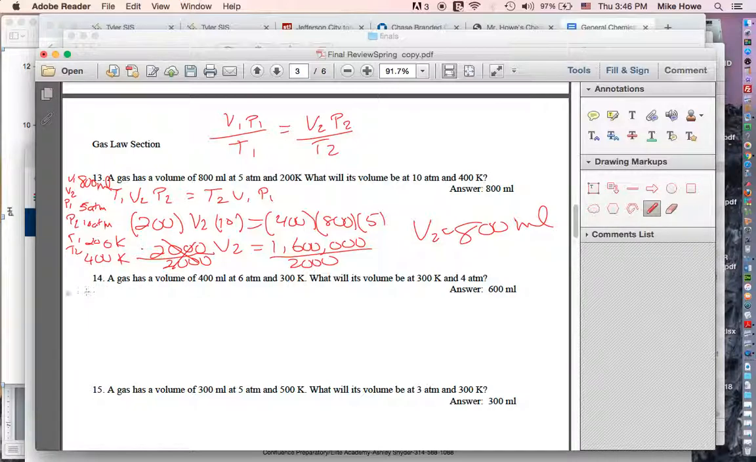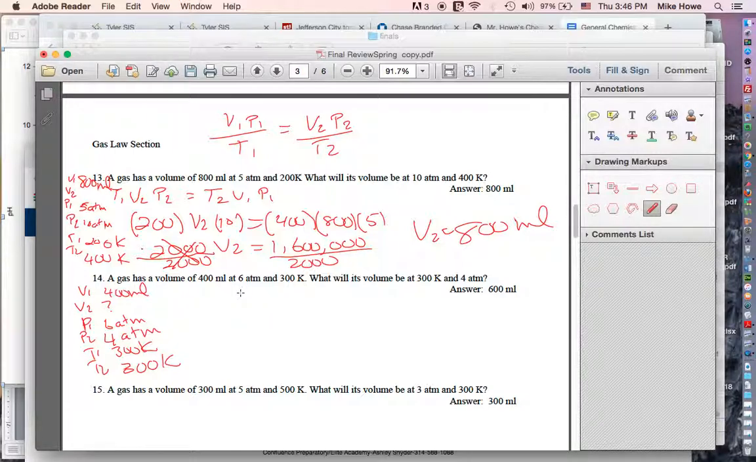All right, taking a look at the second one, use the same logic. You have a V1, a V2, a P1, a P2, a T1, a T2. So V1 is 400 milliliters. Pressure 1, 6 atmospheres. Temperature 1, 300 K. I'm just reading the numbers listed here. Volume 2, we don't know, question mark. But 300 K is the second temperature. Now remember, the temperatures always have to be in Kelvin, and on the final review guide I put them in Kelvin, but I might not on the test. And second pressure is 4 atmospheres.